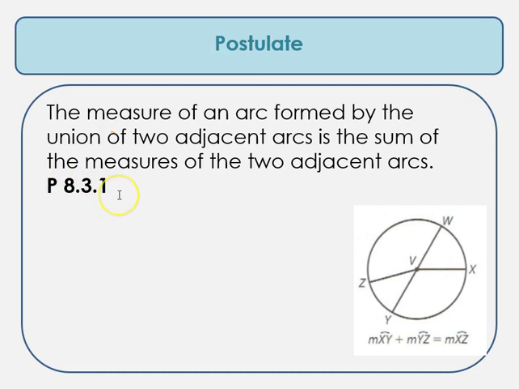This should sound familiar. We've had angle addition postulates, segment addition postulates, and so forth. So the measure of XY plus the measure of YZ, both of those arcs, equals the measure of arc XZ. So once again, the measure of arc XY plus YZ equals the total arc XZ.